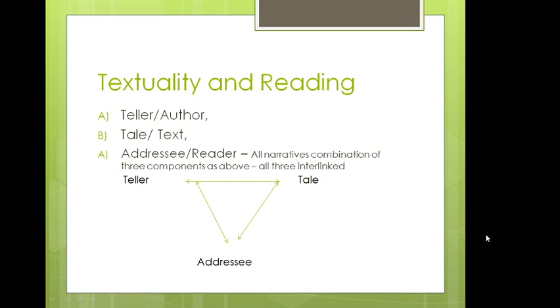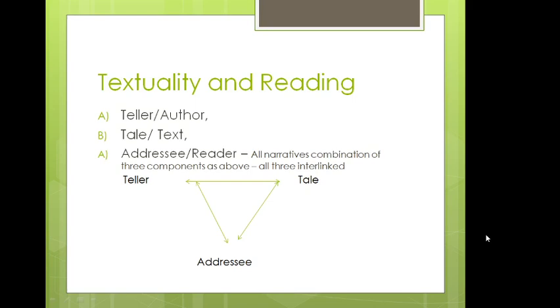And narration and narratives are basically a combination of these components. First one, it is teller or author. Second, tale or text. And third one, addressee or reader. You know that the text gets its life because it moves into the hands of the reader.